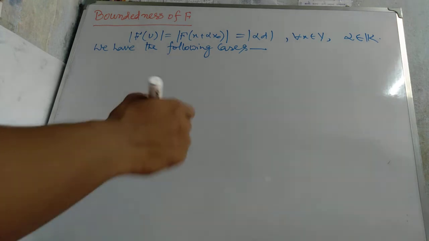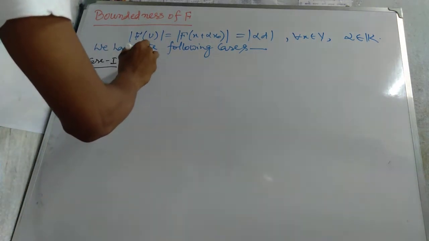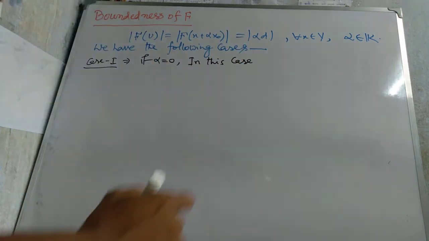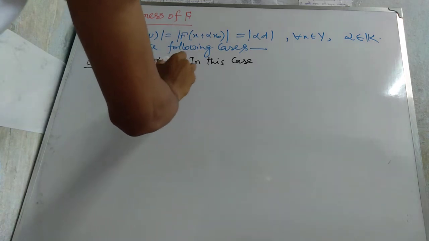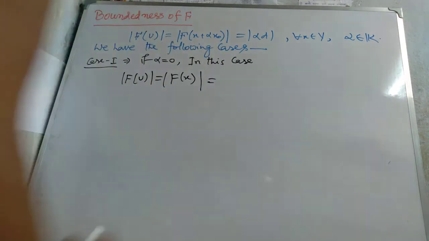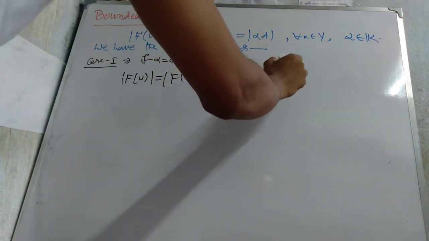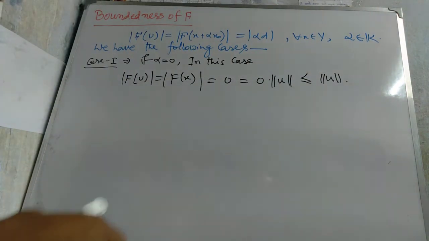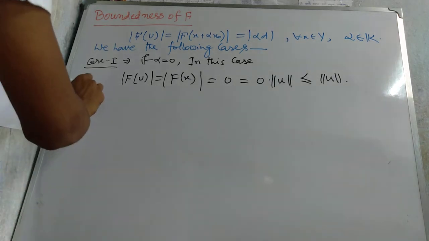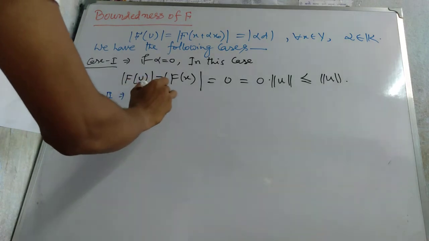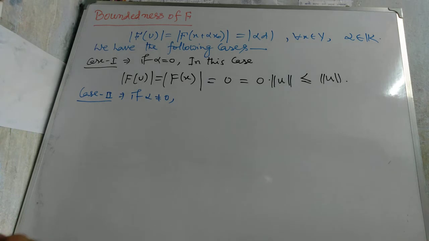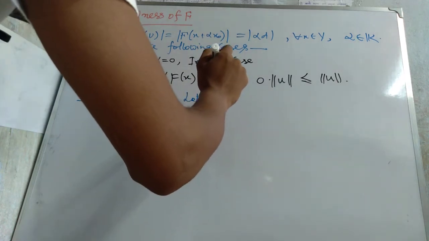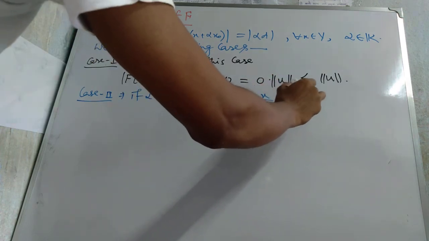First case, if alpha equals 0, in this case f of u equals f of x, equals zero, which is less than or equal to norm of u. Similarly, for case 2, if alpha not equal to 0, then what we find? Let x belongs to Y, and x by alpha belongs to Y.